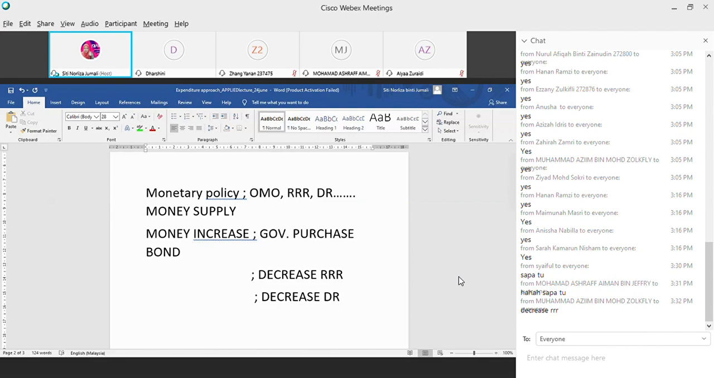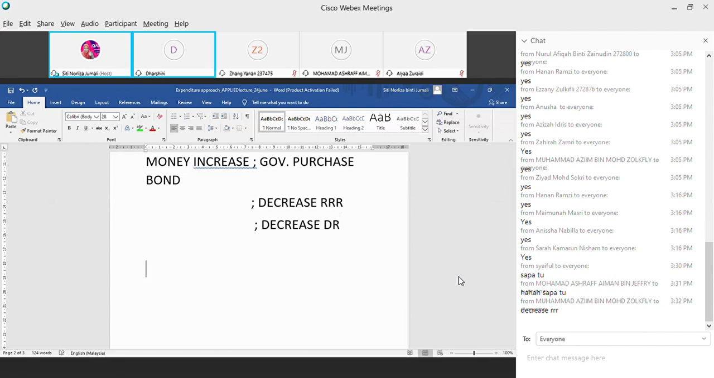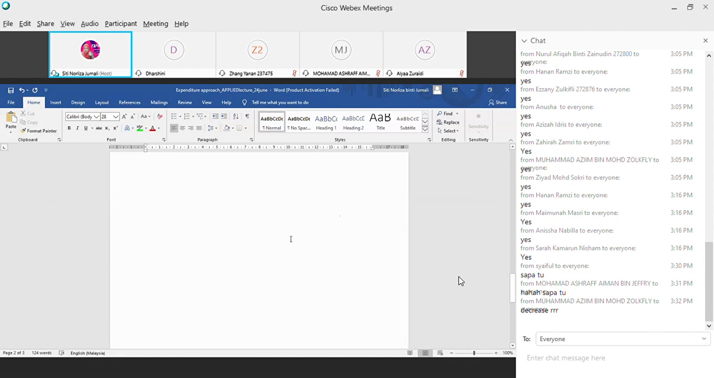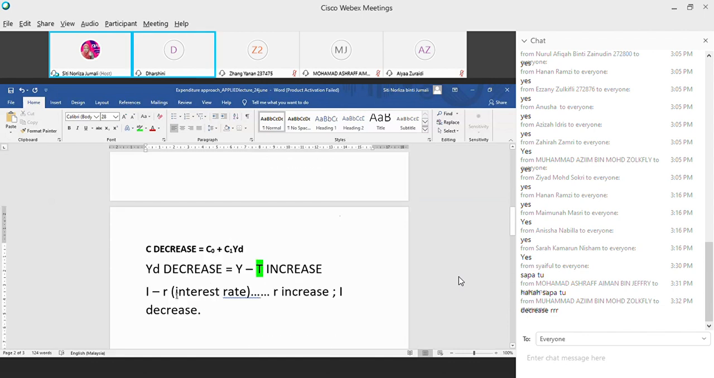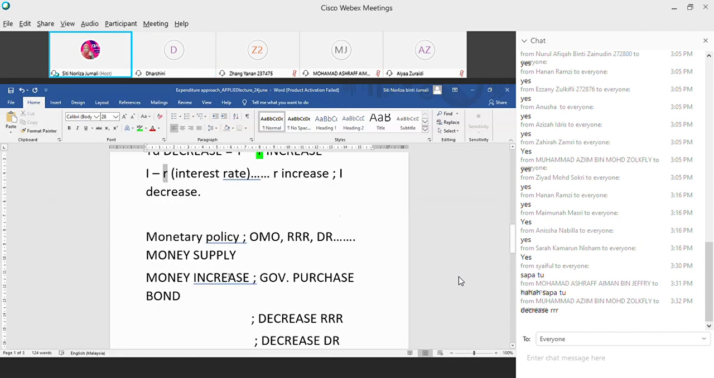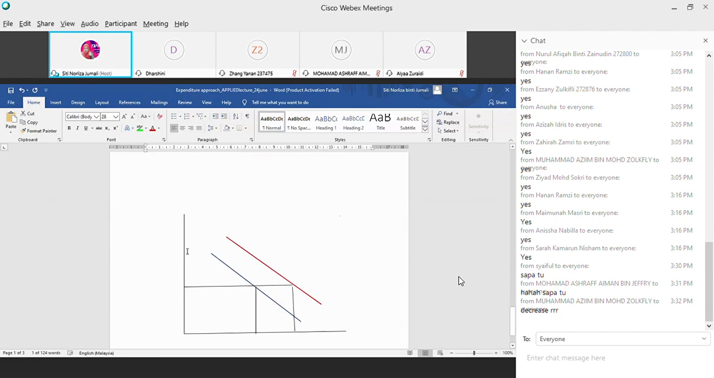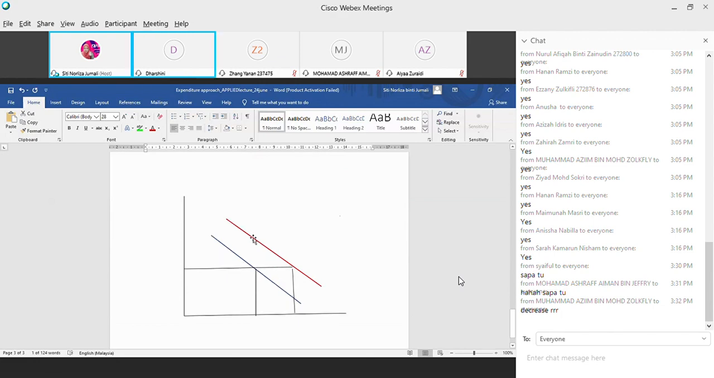Okay, so when we want to explain using a diagram, I want to show you where the R comes from. This one. So we have to use a curve. Let's say that we have this one. So this is money demand.